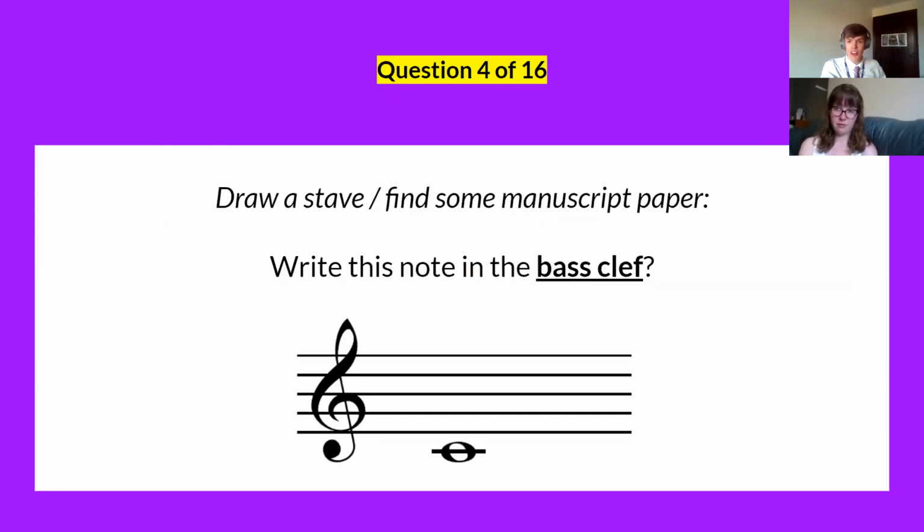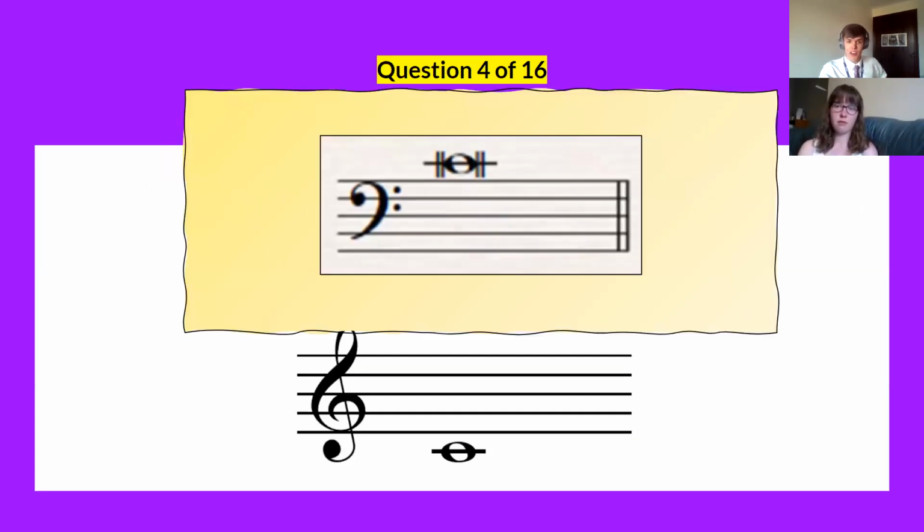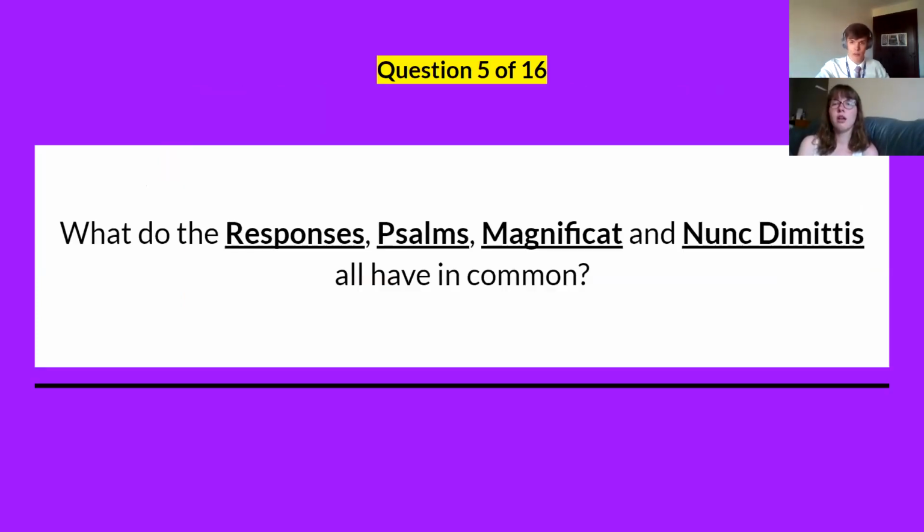Question number 4. So this one you need to draw a stave or find some manuscript paper. So that note in bass clef, well, it's a middle C, so it goes there in a bass clef, sort of like a mirror. It's like a reflection, if you imagine, where the reflecting line is that middle C. So instead of being at the very bottom, it's at the very top. There we go.